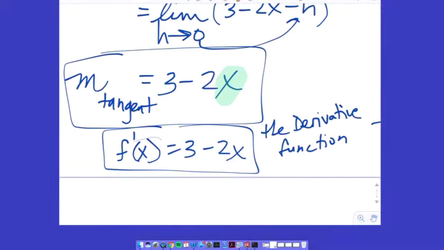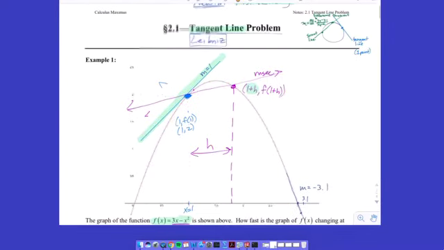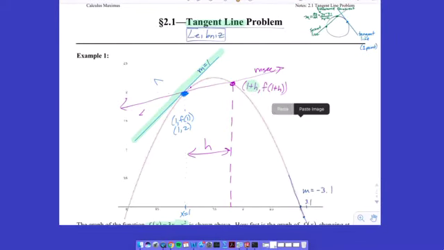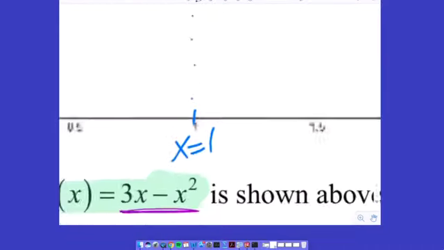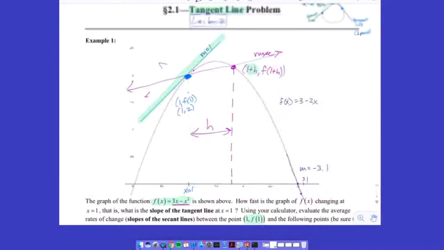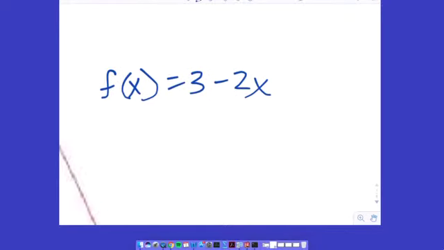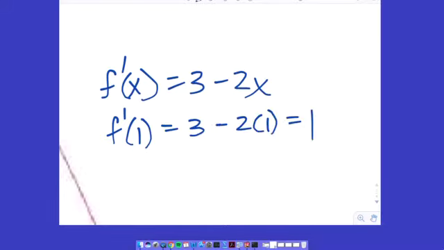Why is this so important? Well, let's look at it. Let's come back up here to the very top. Now to answer that original question, how fast is that graph changing at x equals 1? If this is f prime of x, I just need to figure out what f prime of 1 is. It's 3 minus 2 times 1, which is 1. It gives you the slope of the tangent line, the instantaneous rate of change.